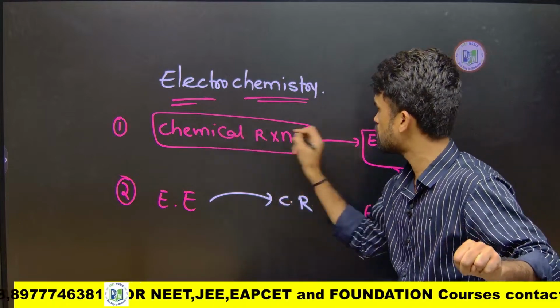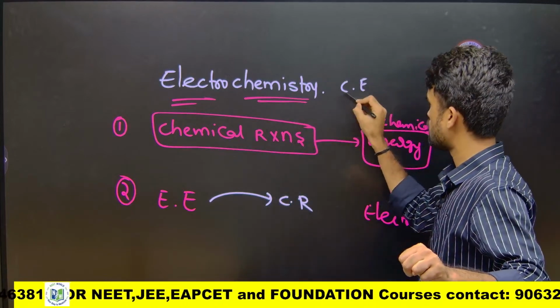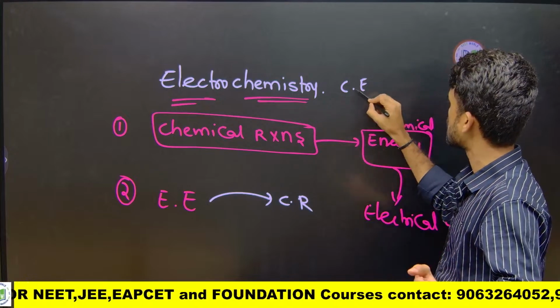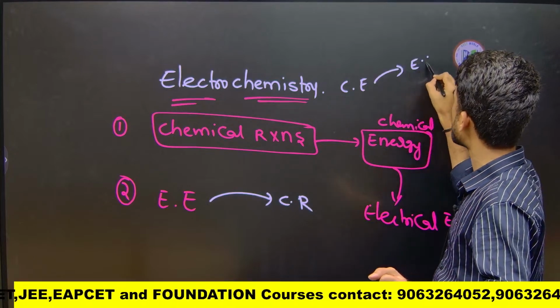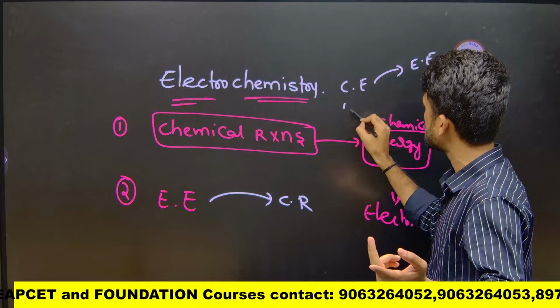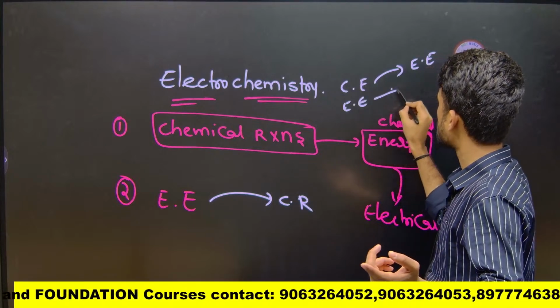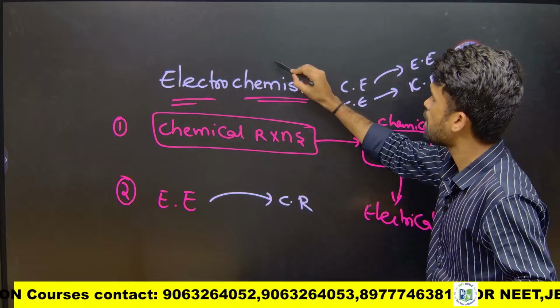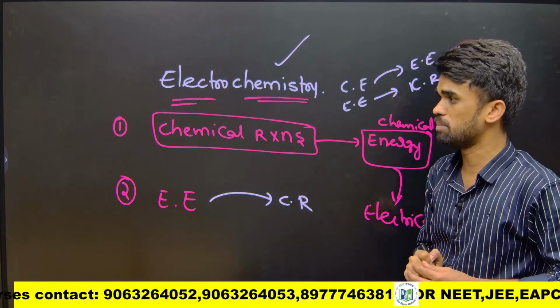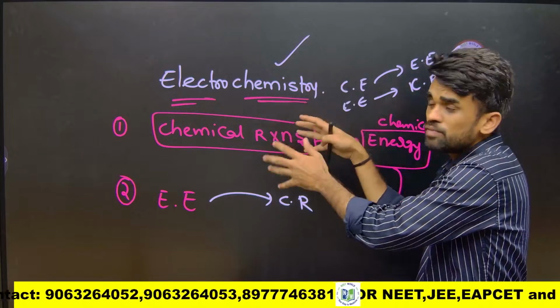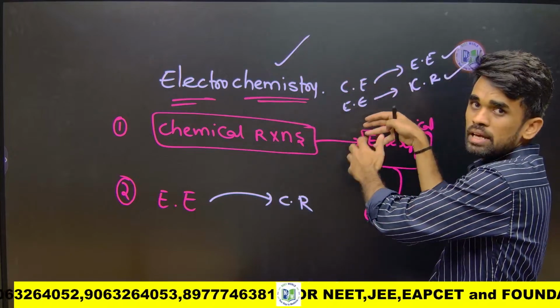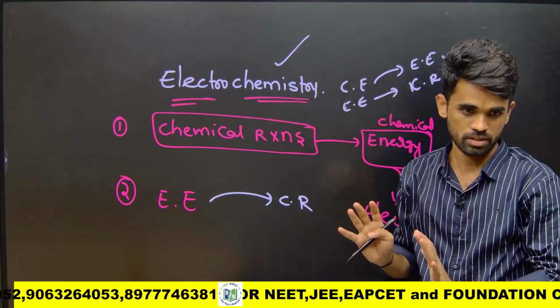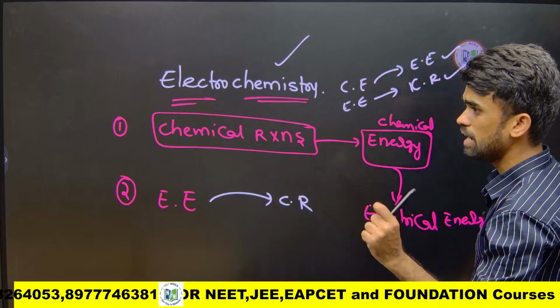Using chemical reactions, chemical energy converts into electrical energy, and one more process is that using electrical energy, some chemical reactions take place. So these are the two processes in electrochemistry, and the study of these two processes takes place in electrochemistry. This is the introduction part.